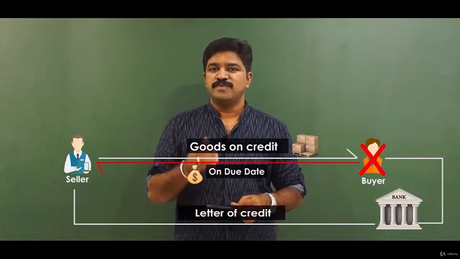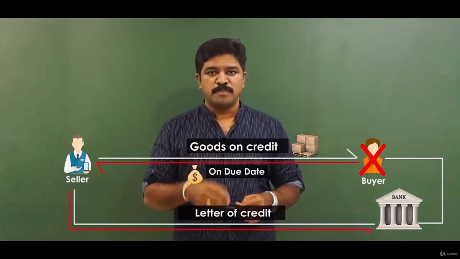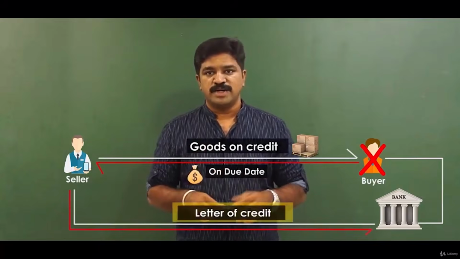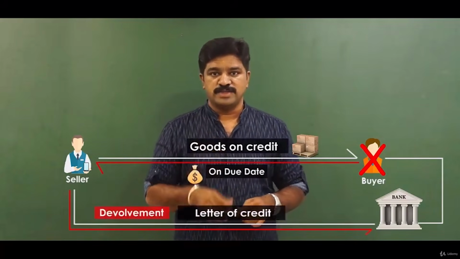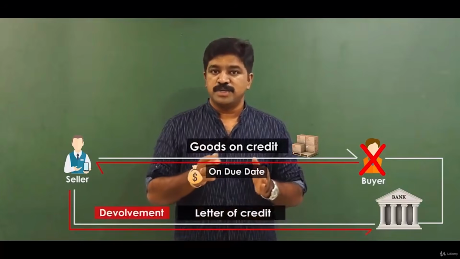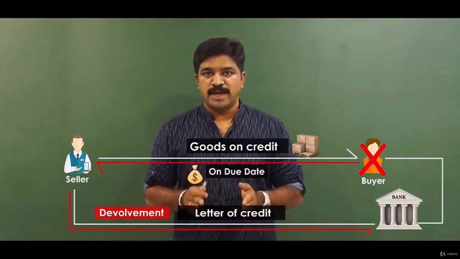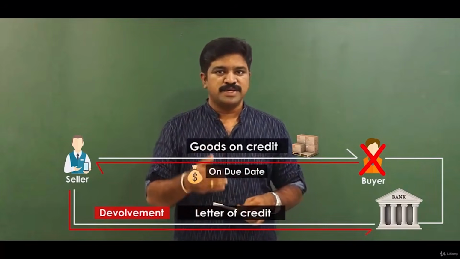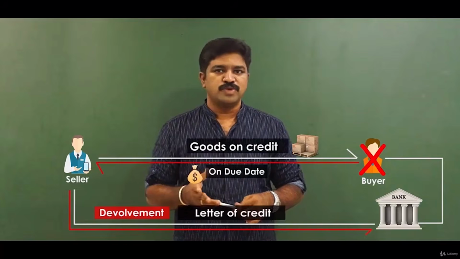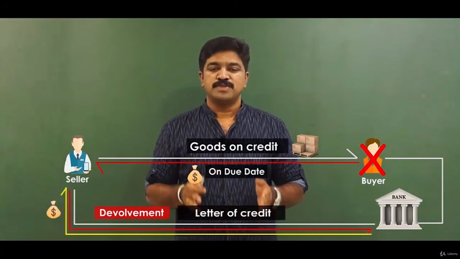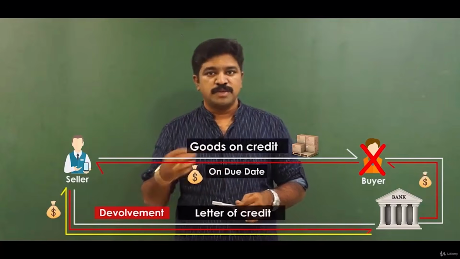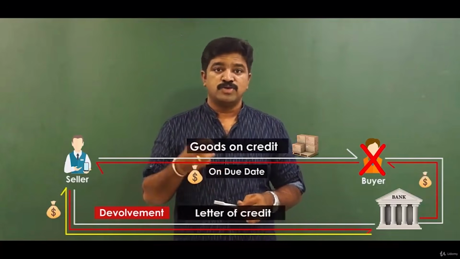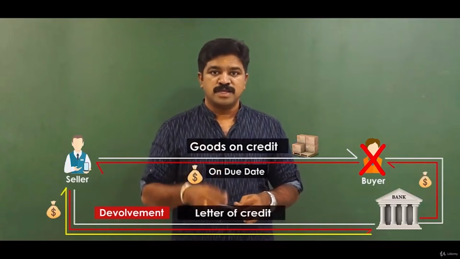But what will happen if buyer does not pay on the due date? Simple. Seller will ask the bank which has issued the letter of credit to make payment, and this scenario will be called devolvement of LC. If all conditions stipulated in the letter of credit are complied by the seller, then the bank which had issued LC has no room to escape. They have to make payment to the seller. Of course, eventually they can collect it from the buyer, but they have to meet the payment to the seller.